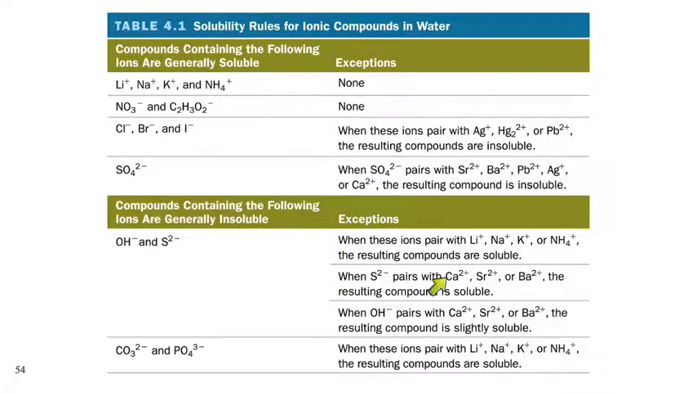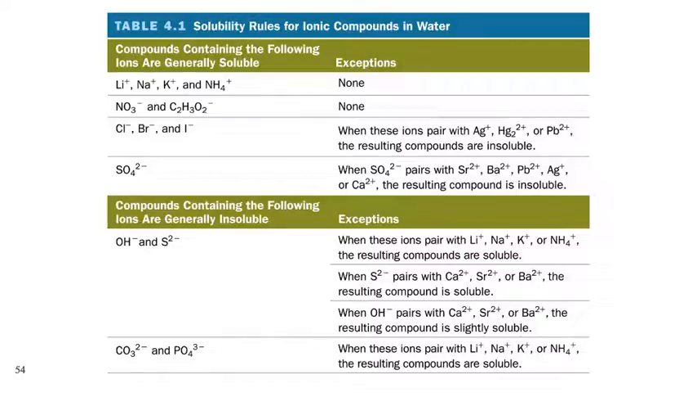If you've got sulfide with calcium, strontium, or barium, it's going to be soluble. If you have hydroxide with one of those, it's going to be soluble. So these three guys like to be exceptions to rules. They'll make sulfide and hydroxide soluble. They'll make sulfate insoluble. And then we have carbonate and phosphate. These are generally insoluble except with these guys up here.